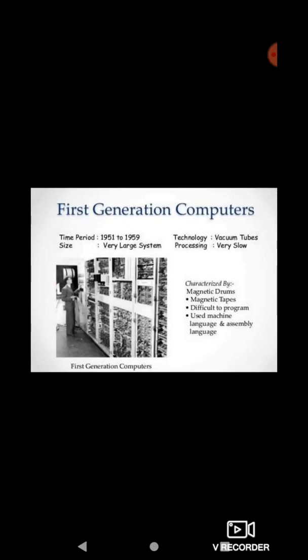Take a look at this. In the picture, you can see how big the computers were, right? The time period may vary, so do not get confused with the time period. Just try to look at the picture to understand how the first generation computers looked. The technology used was vacuum tubes. Processing was slow. This is how first generation computers looked.